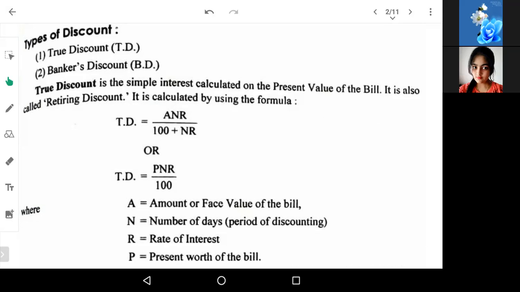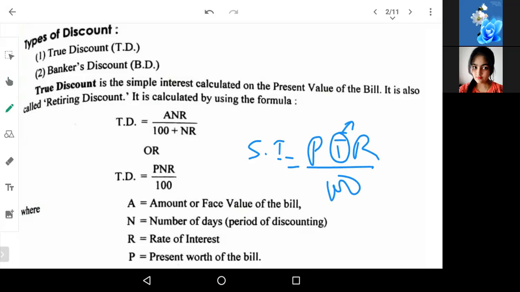There is a formula given, that is ANR divided by 100 plus NR, or there is one more formula, true discount is equal to PNR by 100. If you remember, we used to calculate simple interest by PTR by 100, correct? Now in the place of T you have N. N is the number of days, or the period of discounting, that is, for how many days are we discounting the bill.